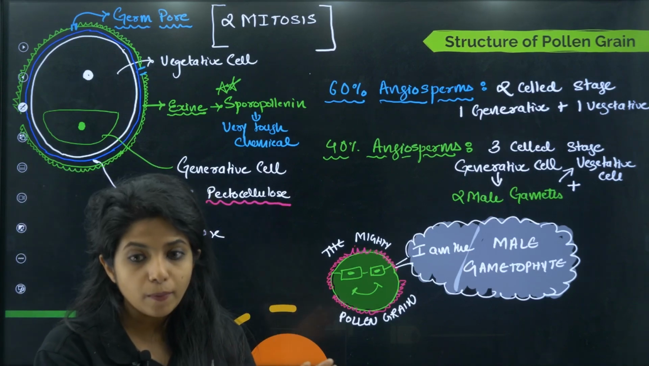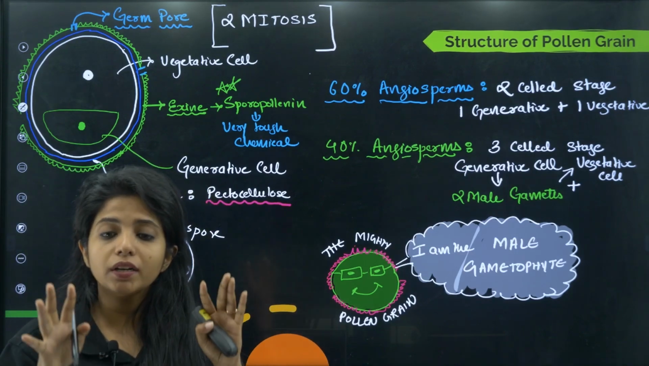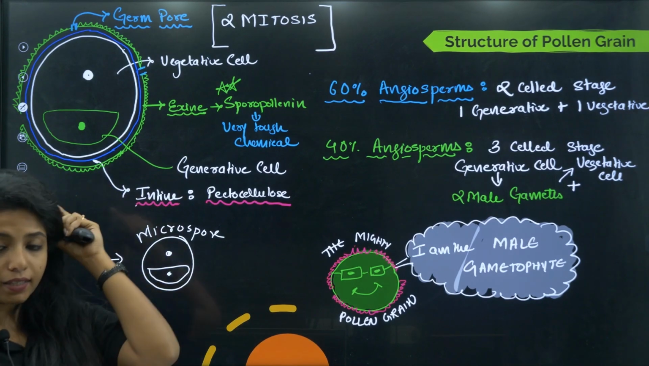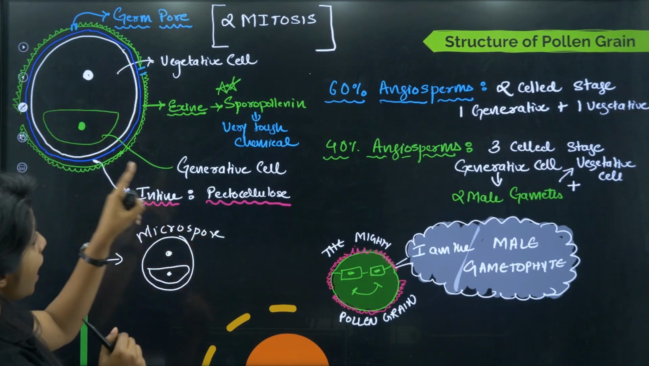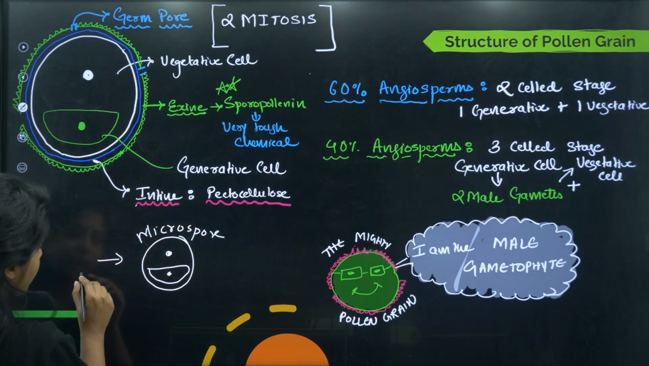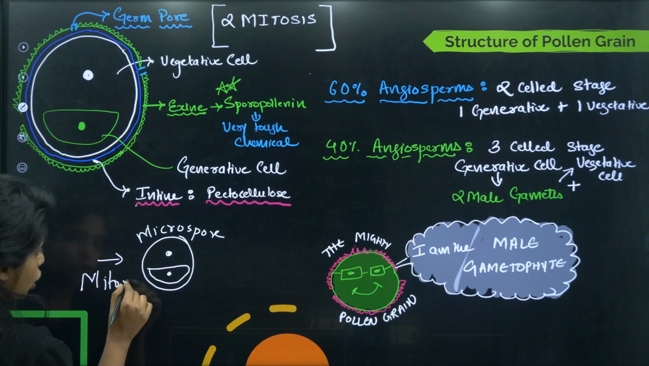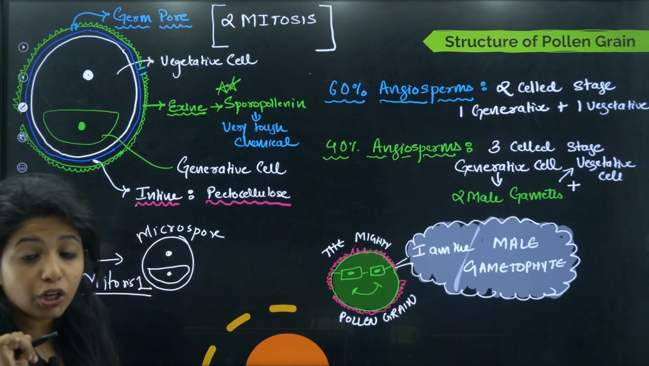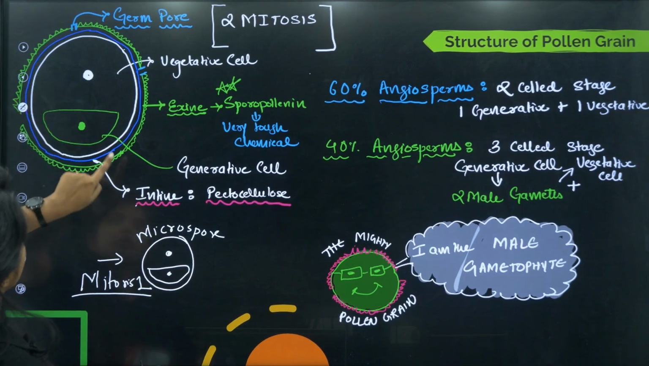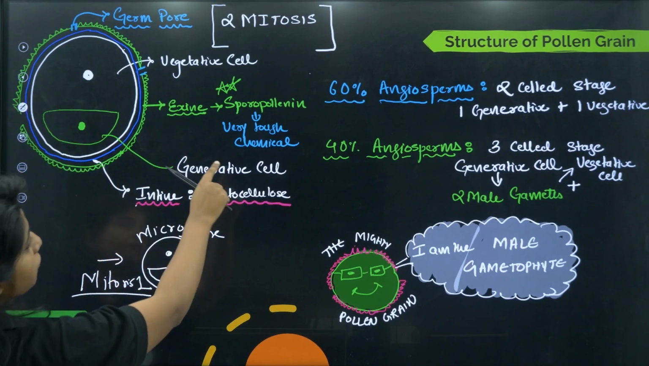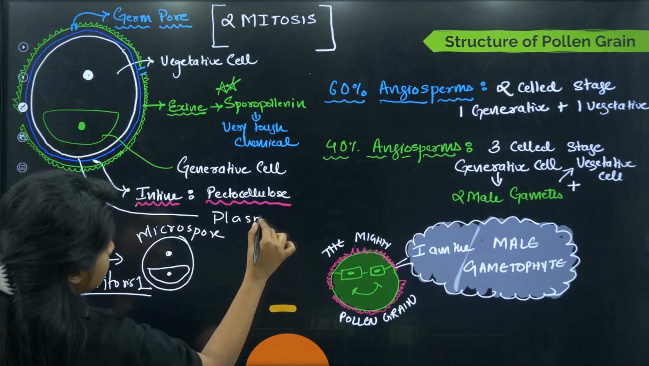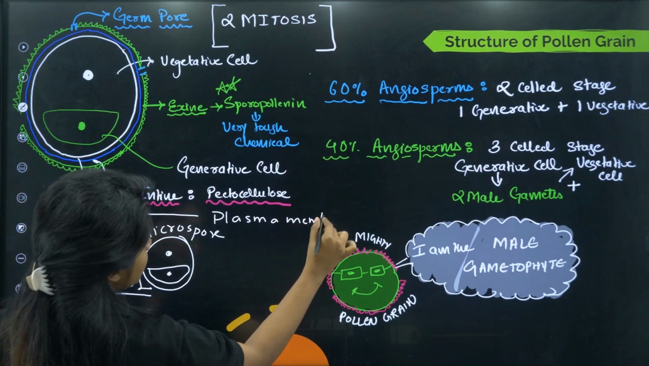So after meiosis, when I say it's a pollen grain, it basically has 2 cells. One is vegetative and the other one is what, children? Generative cell. This happened because of mitosis 1. Please remember it, mitosis 1. Now if you see the layers, this inner white layer that you see is just the plasma membrane of the cell.